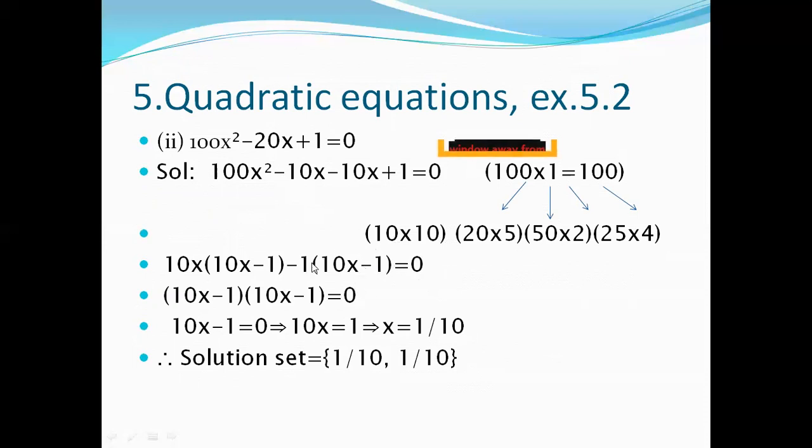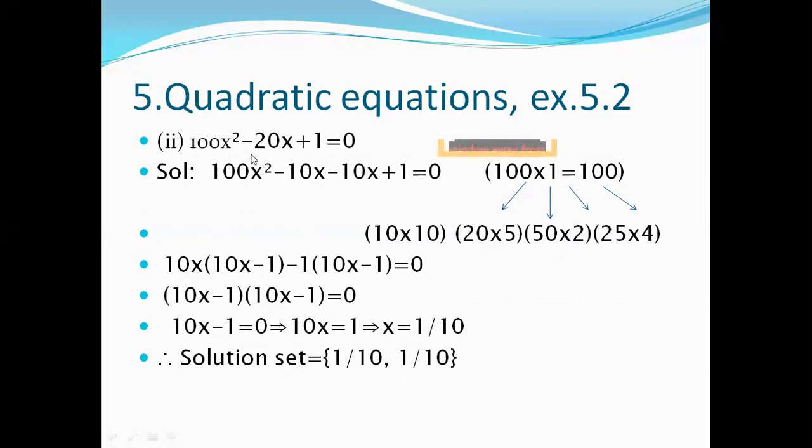I have explained it again by factorizing, by splitting the middle term. We can write the product of the x square coefficient, 100, and the last term, 1: 100 into 1. How many ways can we write 100? 10 tens are 100, 25 fours are 100, 5 twenties are 100. In this, the possible one is only 10 and 10, because 10 plus 10 is 20.